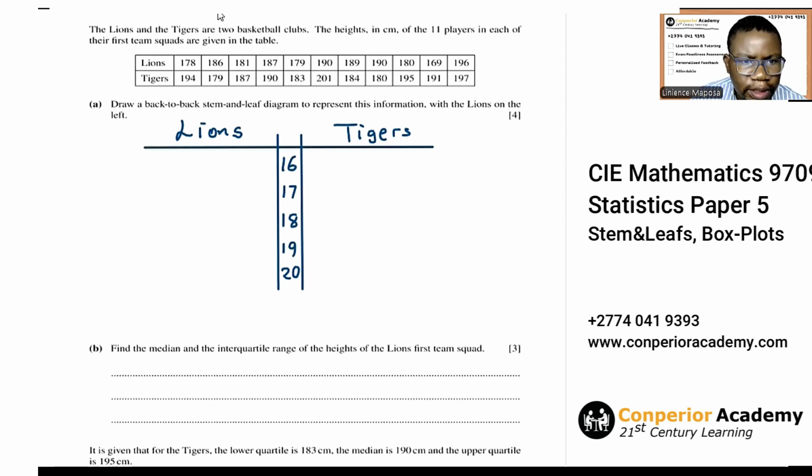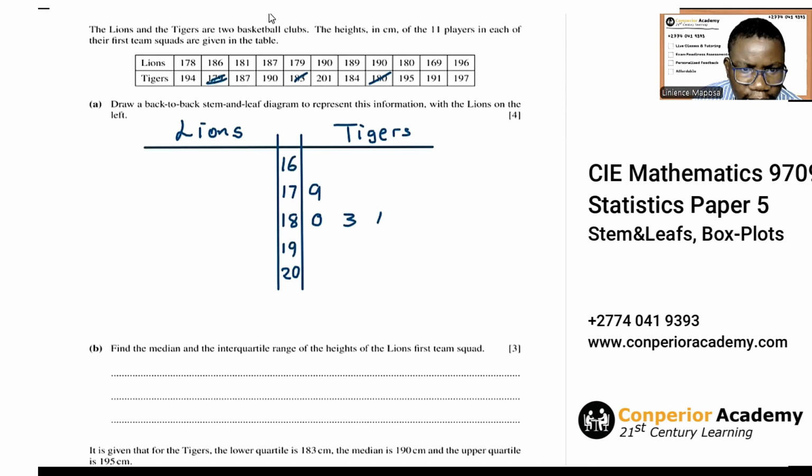So filling in the stems, the leaves for the tigers, I need to start with the smallest value. Remember, you need to sort your data. So my smallest value is 179. Okay, so then I write 9. And then after 179, you have 180. So we write 0. Then we have 183. Then we write 3. Make sure again that your numbers are nicely lined up in columns.